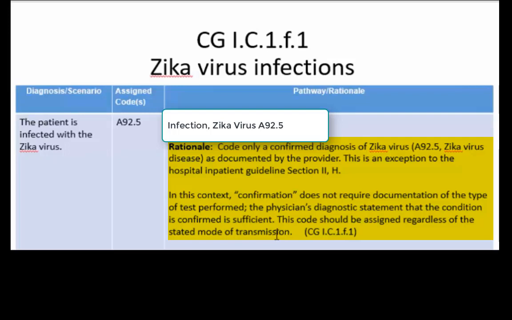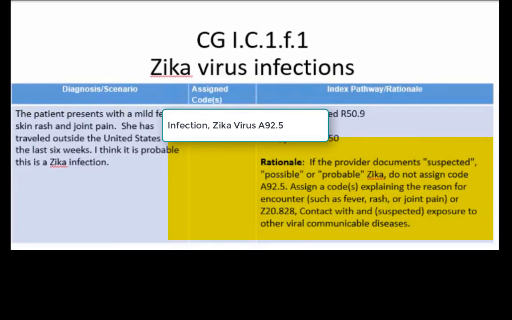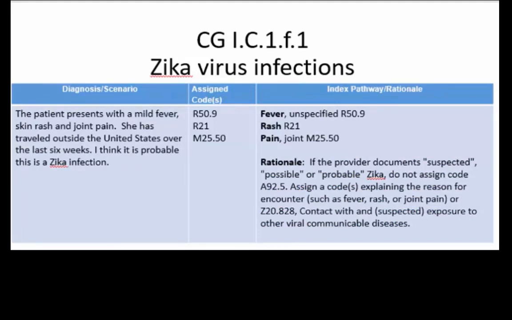You need as a statement, and you would code A92.5 if you had the case where the patient has all these symptoms and the doctor's saying, I think it's probable this is a Zika infection. You cannot code infection with the Zika virus if the doctor's using that term, because that term means it's not confirmed. So in that case, you're only going to code the symptoms.